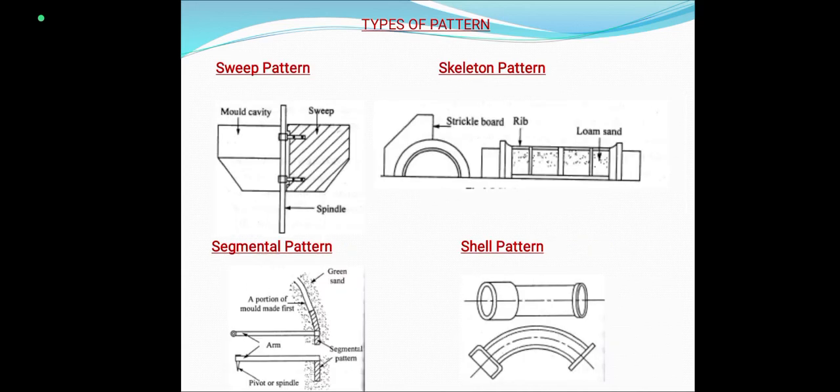Sweep pattern. Sweep pattern consists of one metallic stick surrounded by two mold cavity plates. So we sweep the mold cavity and pour the metal in the molten state. The mold cavity is filled with the molten metal and it can be easily used. Skeleton pattern, segmental pattern and shell patterns are used for making the required shape of hollow-shaped casting material. Example, pipes like that can be easily solidified and used.